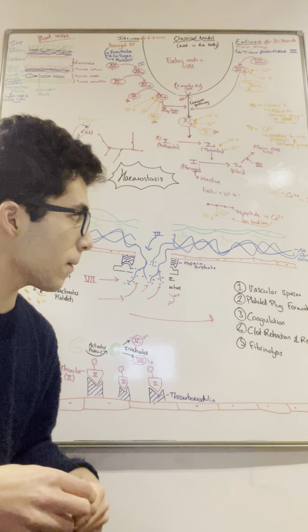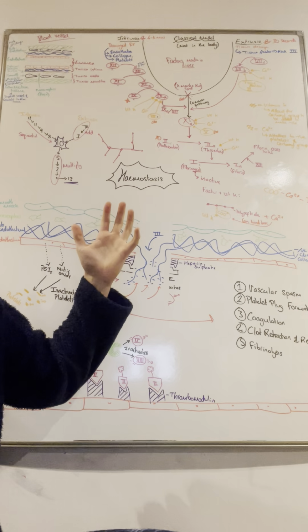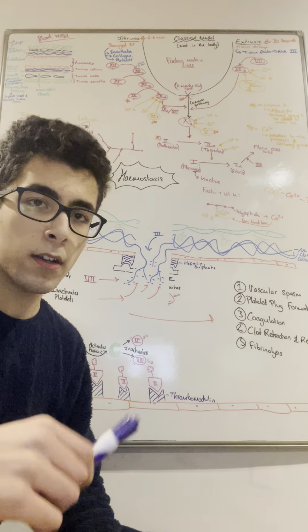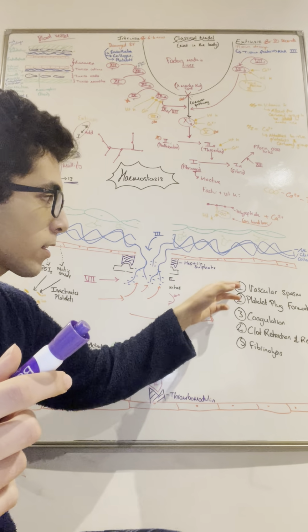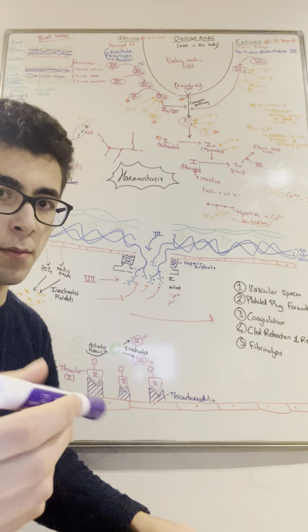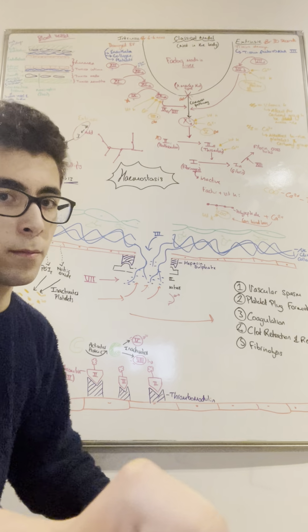Okay, I think that's it for our healthy vessels and our classical model. I'll do another one which outlines what happens in our vascular spasm and generally our cell-based approach for a clot.